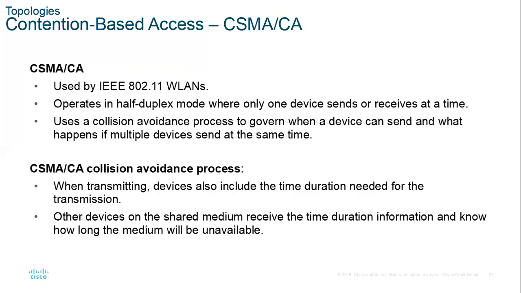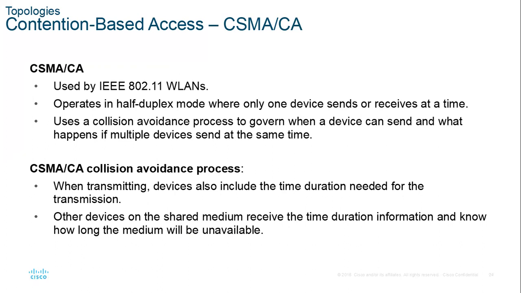So you have CSMA/CA standards. It's used by 802.11. It operates in half duplex mode. With collision avoidance, when data is transmitted, the device includes some information that tells the others when to stop, when to start, so that there is that avoidance. The other devices on the shared medium receive the time duration information, and know how long the medium will be unavailable and when they're going to send their information.